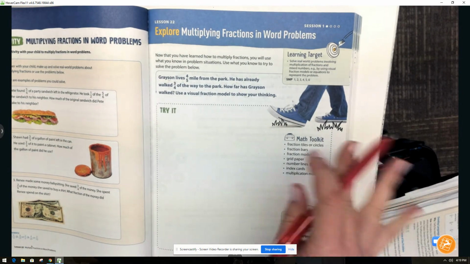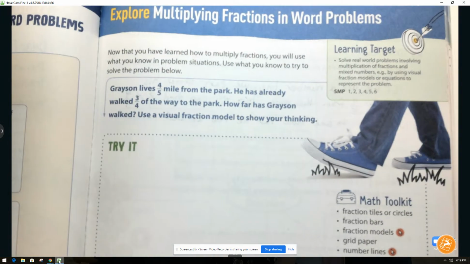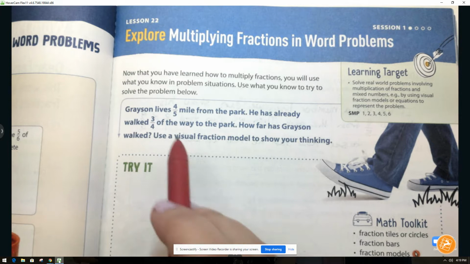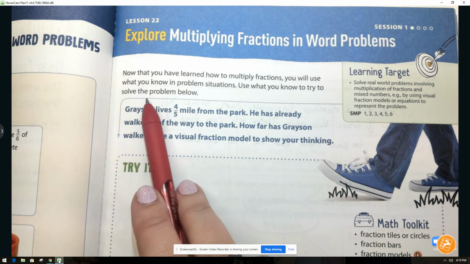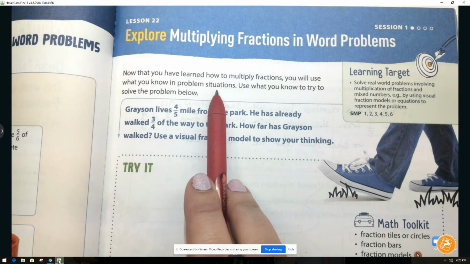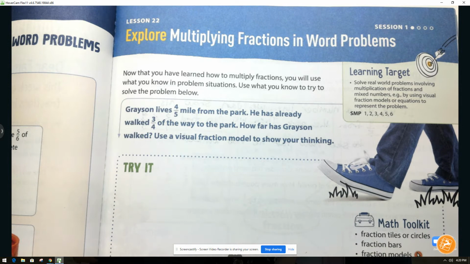It says this. Let's get a little bit closer. There we go. Now that you have learned how to multiply fractions, you will use what you know in problem situations. Use what you know to try to solve the problem below.